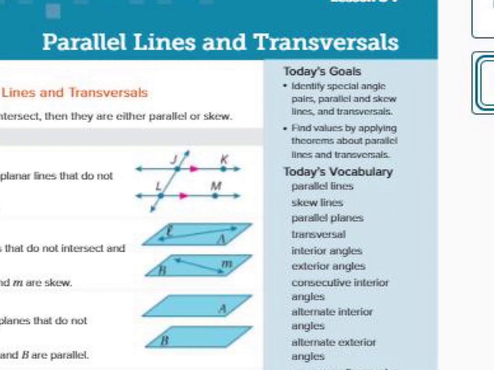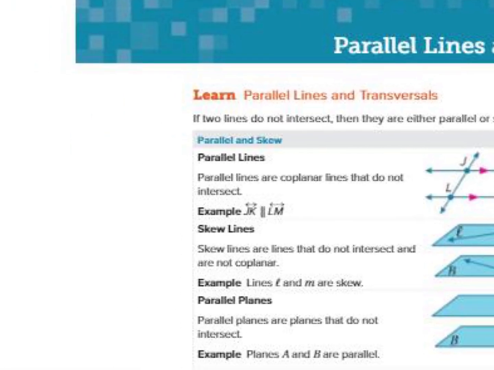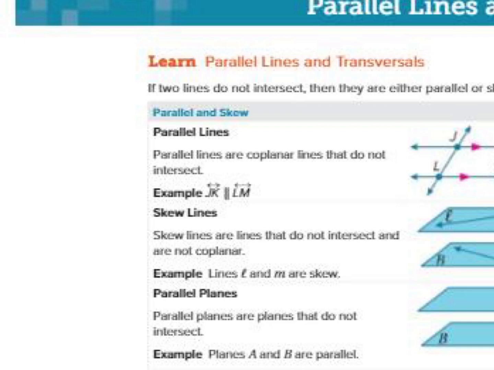So today's goals is what we'll first look at. We need to identify special angle pairs, parallel and skew lines, and transversals, and then also find values by applying theorems about parallel lines and transversals. So first of all, before we get into the lesson, we need to review some vocab. That first term should be somewhat familiar, parallel lines, okay?